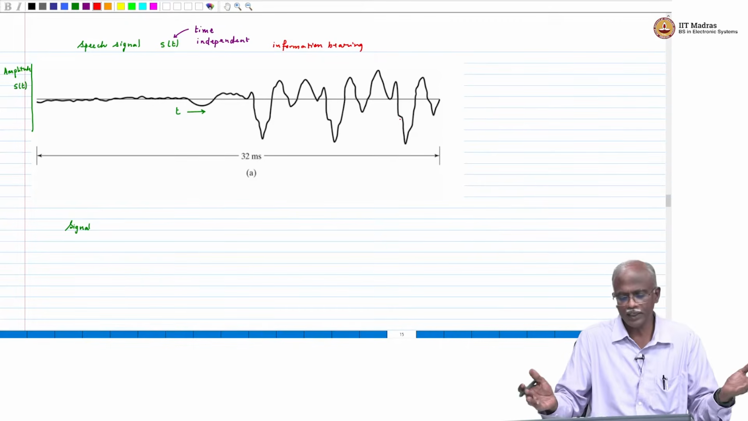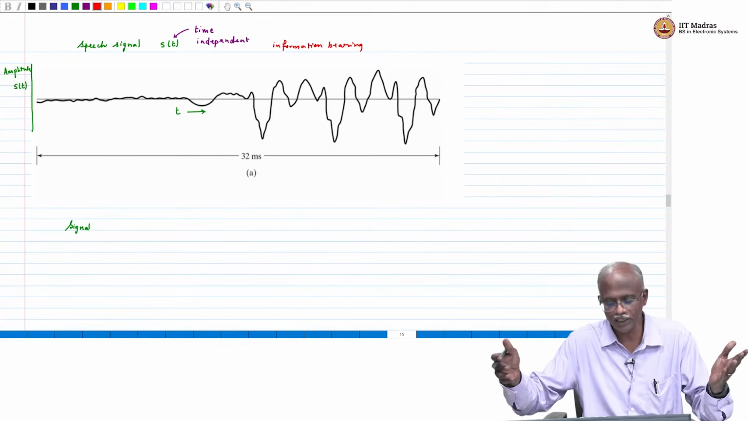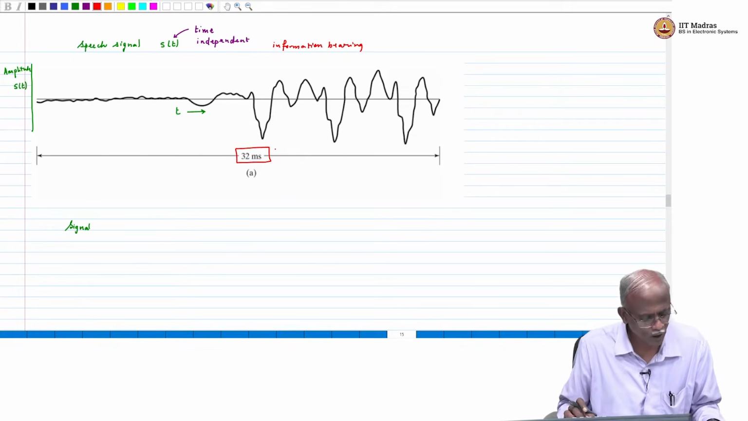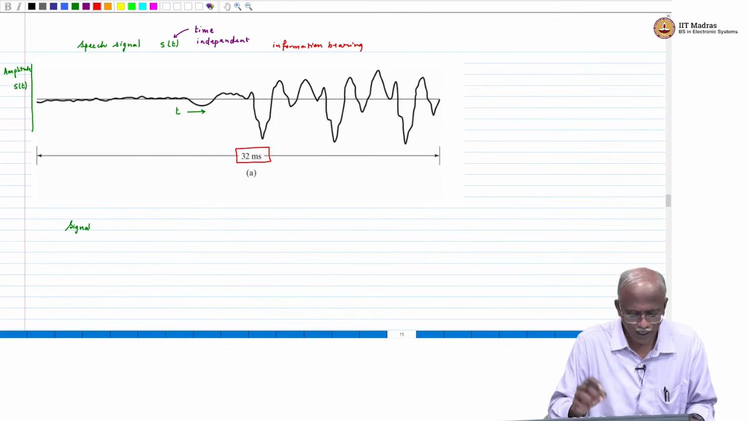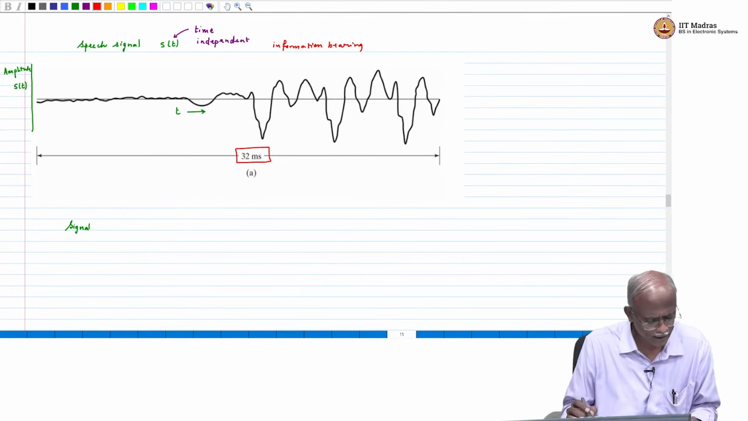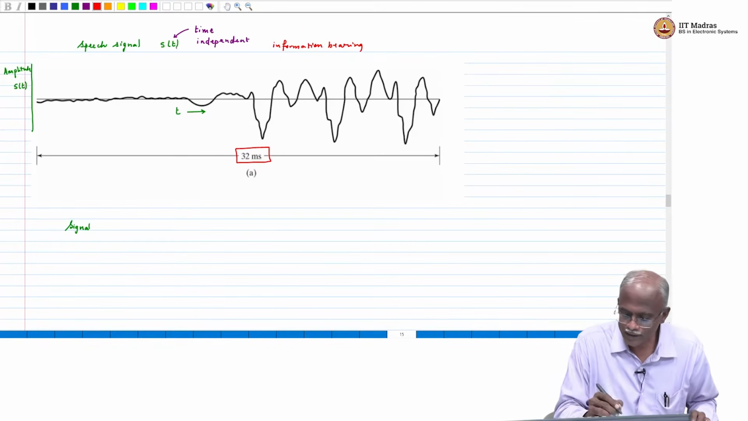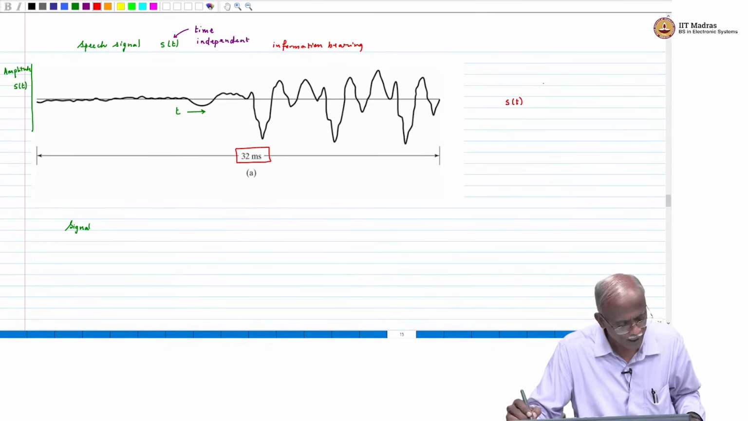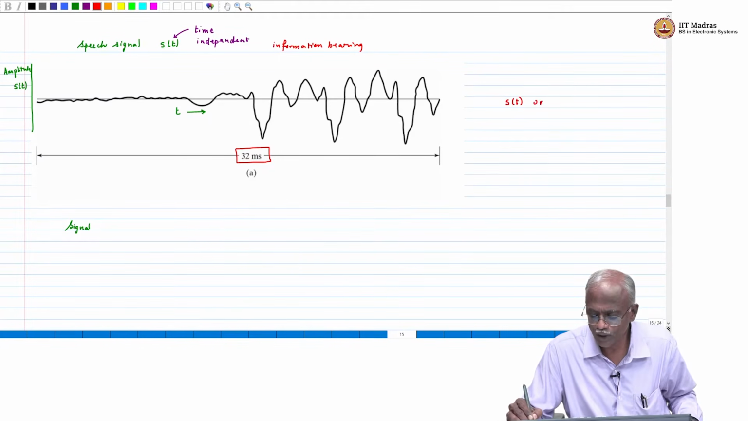So we have this as an example. This is a speech signal. The duration of the speech signal happens to be 32 milliseconds, just a very small segment of speech, and we are representing it in this form. Now, this is a case where S of t is a one-dimensional signal because there is only one independent variable. It is a one-dimensional signal.